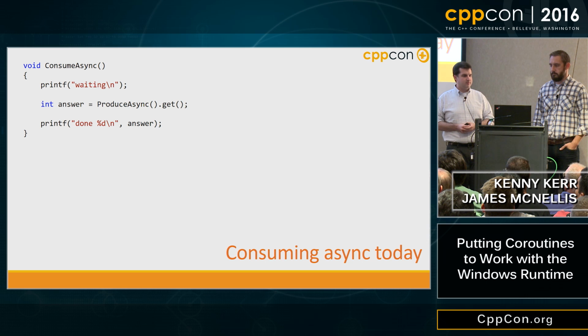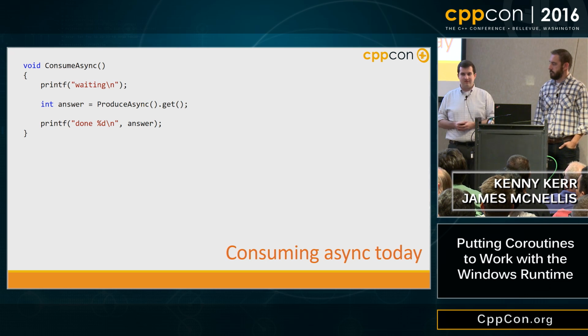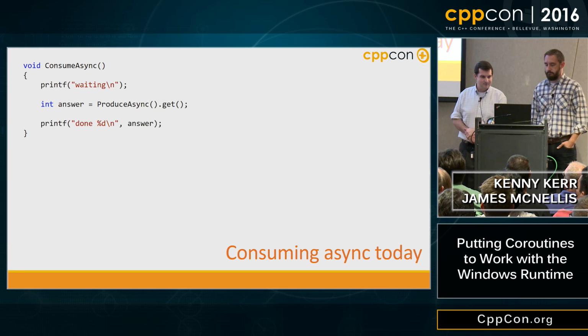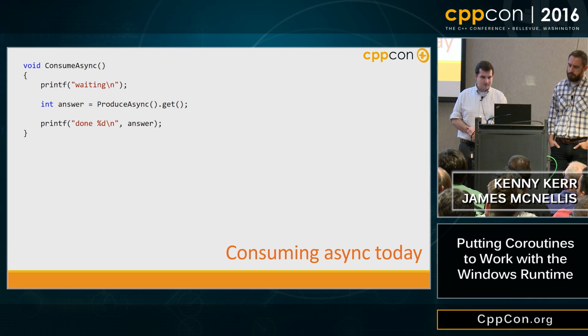So in our consume function, we'll print out that we're about to start the operation. We'll then go and start the operation, but the only way that we have to use the future after that is the synchronous blocking get, and so we'll do that, and now we'll be blocking this thread too, so much for asynchrony. And then we'll print out the result.